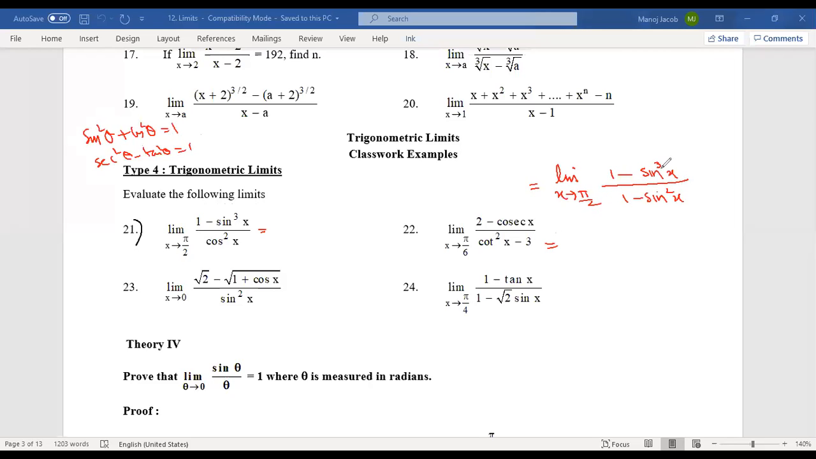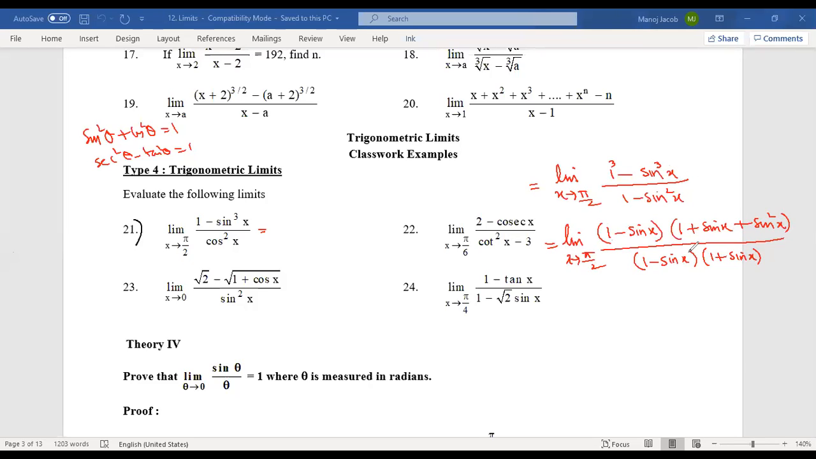Now tell me what will I do after this? 1 minus sin cube x can be written as (1 minus sin x) into (1 plus sin x plus sin square x), just like a cube minus b cube. Anybody having difficulty, please tell me. Do not sit in the class without understanding.